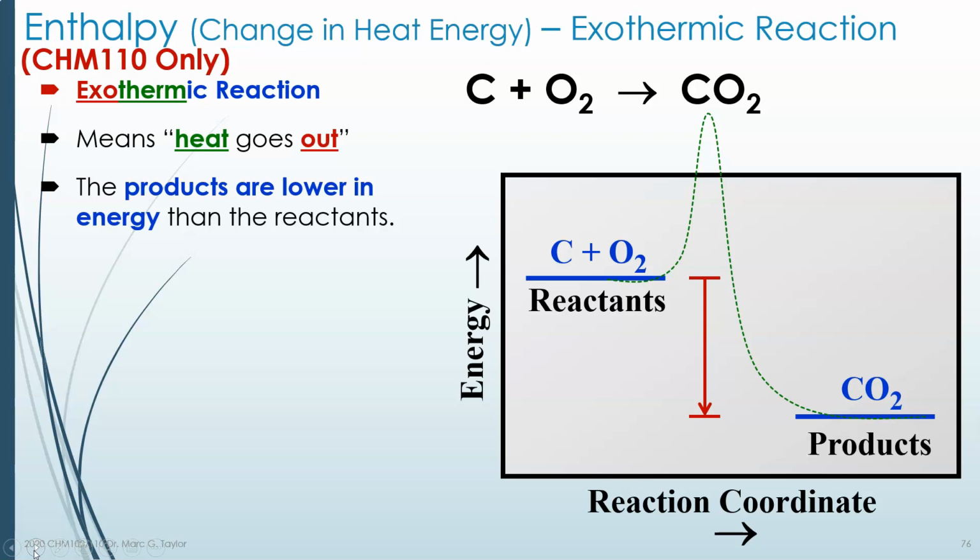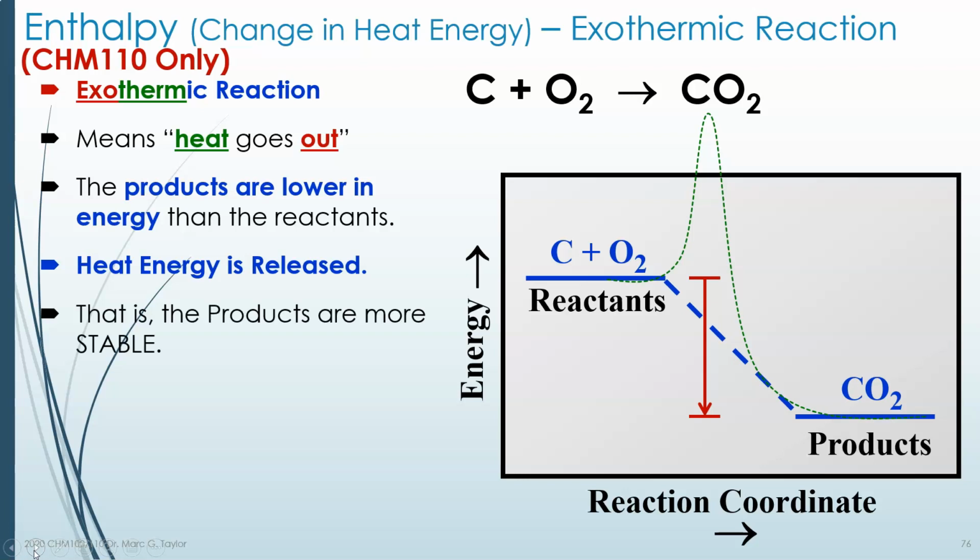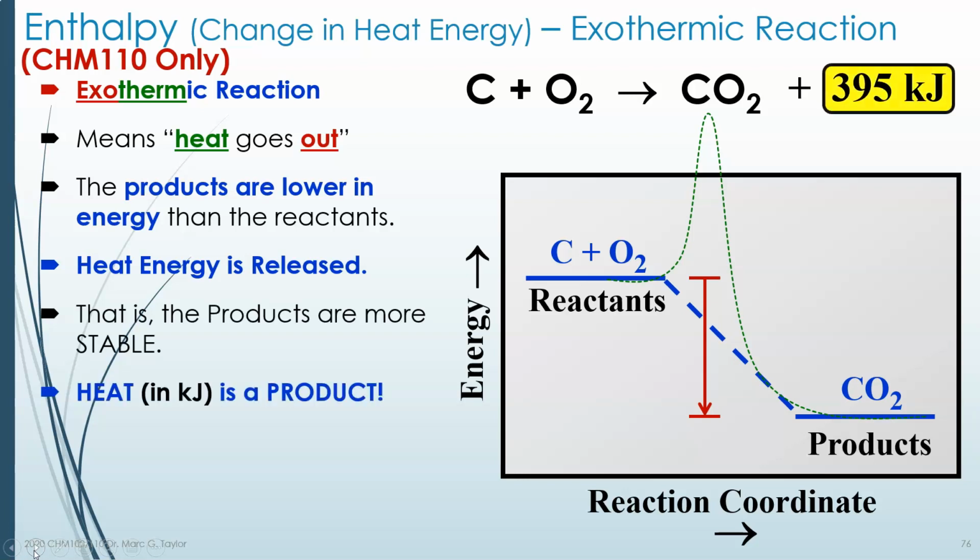We're going from a high energy pair of reactants to lower energy products, and as a result, heat is released. You are dropping in energy between your reactants and products, and that energy has to go somewhere, and that is because the products are more stable. So heat is an actual product in this reaction.